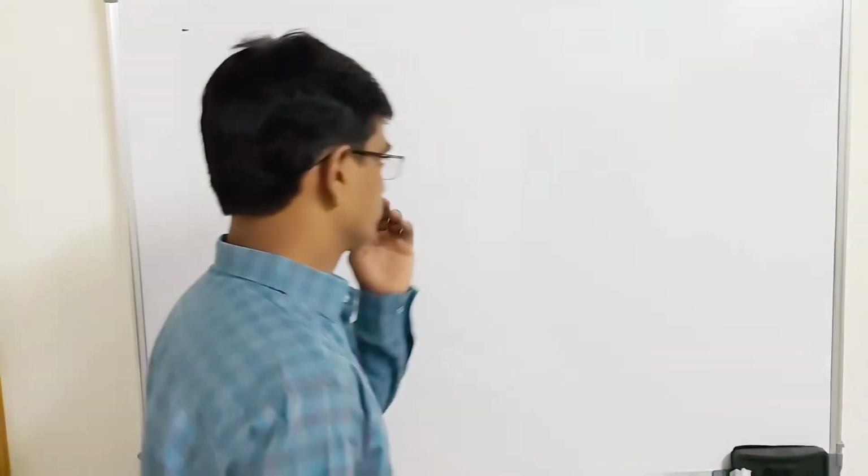So in this class I am going to explain the values of six trigonometric ratios where theta is equal to 0, 30 degrees, 45 degrees, 60 degrees and 90 degrees. Okay, listen carefully.